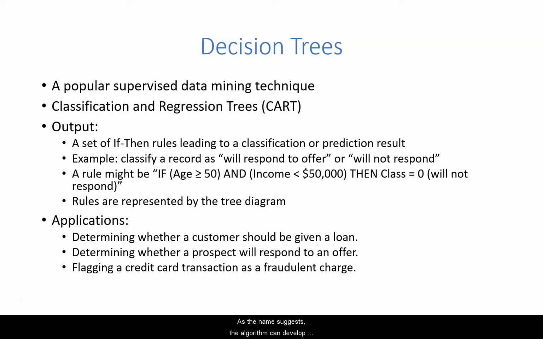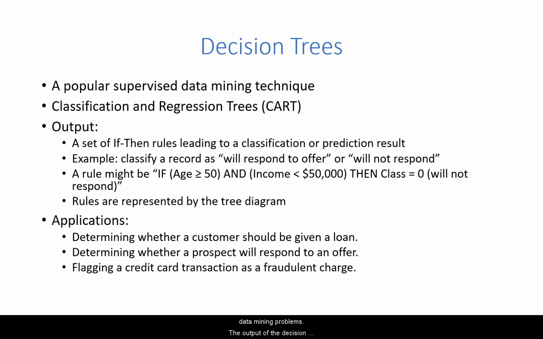As the name suggests, the algorithm can develop both classification trees whose target variables are categorical or class memberships, and the regression trees whose target variables are numeric. Therefore, decision trees is a technique that can be applied to both classification and prediction data mining problems.